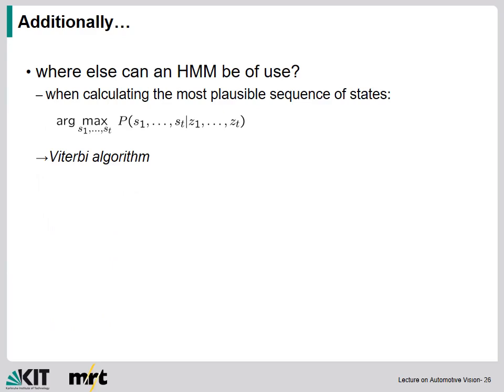That means we are searching for the states S1 to St that are maximizing the probability of all the states given all the observations. There's one algorithm that solves the task. It somehow is related to the forward algorithm, but a little bit more complicated in calculation. It's called the Viterbi algorithm. So we don't introduce it here due to limited time that we have, but it's good to know that there is an algorithm, and if you need it, you can look it up in literature.